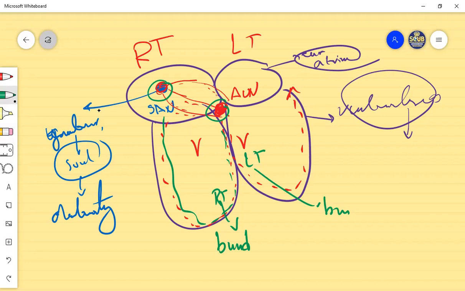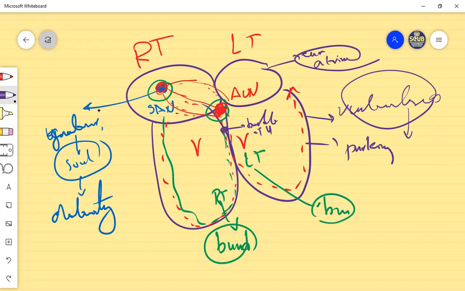SA node, AV node, and then the right and left bundle. I don't want to go further into more details, but there is something here called the bundle of His. I don't know if you need that or not. And here there are called Purkinje fibers.